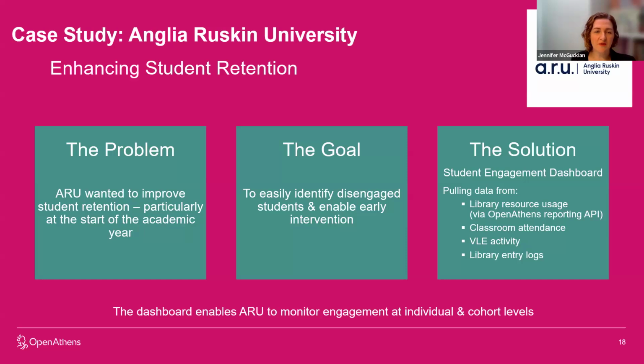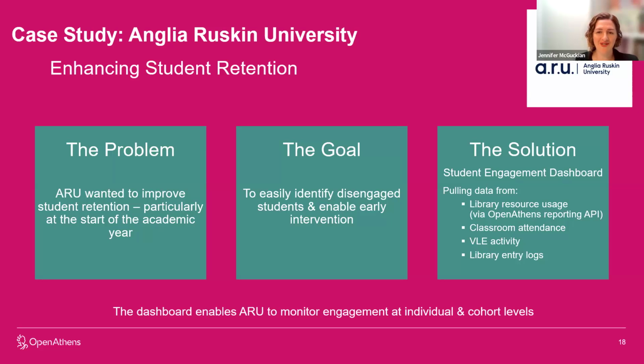Hi, so I'm going to just talk about one of our case studies, Anglia Ruskin University. They decided to start using the reporting API as part of a project to enhance their data around student retention. The problem was that they wanted to look at how to improve student retention, particularly at the start of the academic year where there could be a higher dropout rate. The goal was to be able to easily identify disengaged students and to then enable early intervention.